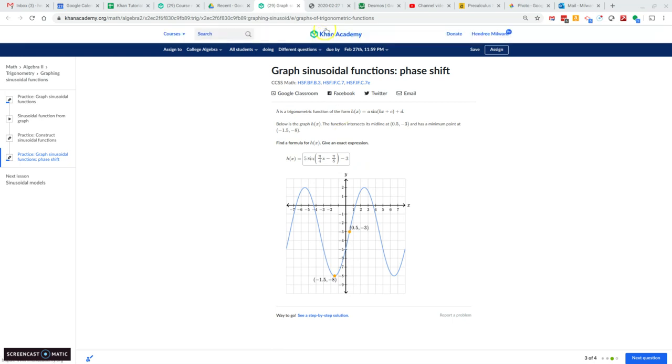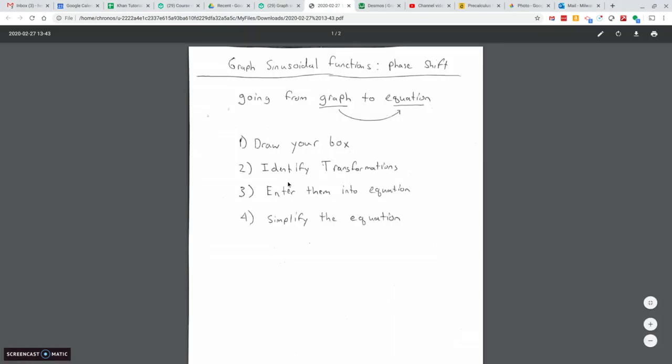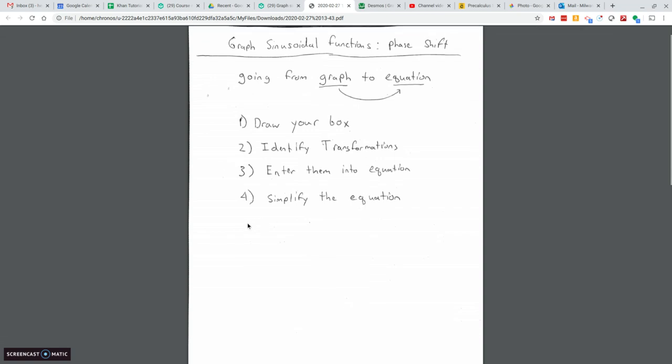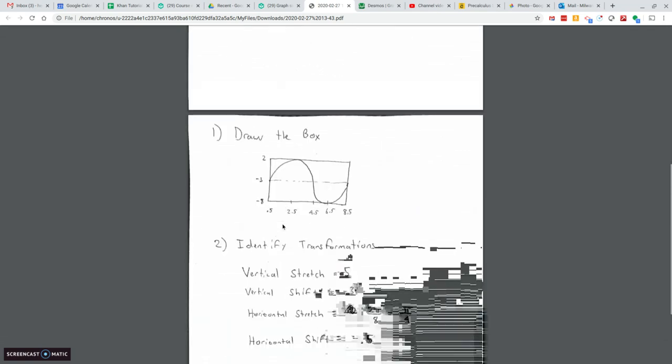What I like to do is draw my box, and then identify the transformations, and then enter them into the equation and then simplify the equation. Also, I should have added, the last thing would be to check my graph on Desmos.